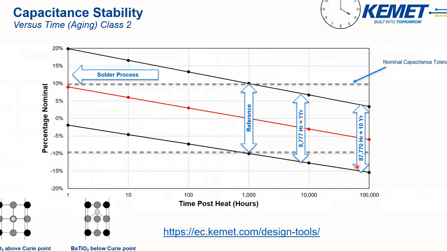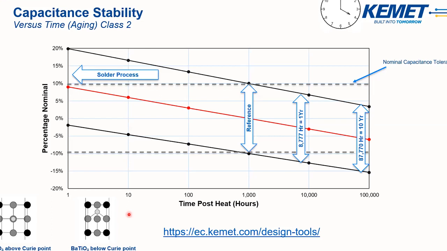Now, class 2 BME dielectrics are made from a barium titanate material with a Curie point around 130 degrees Celsius. The Curie point is the temperature at which the crystal structure of the dielectric material changes from a tetragonal shape to a cubic shape. Now, MLCCs will usually see this temperature during the manufacturing process, but also during any soldering process. As an MLCC cools down below the Curie point, there's an immediate increase in the dielectric constant, followed by a steady drop over time.